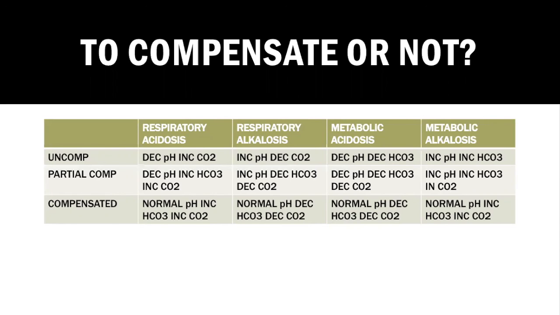Now with compensation, full compensation, just remember this one key fact. The pH is normal in full compensation. Okay, so normal pH across the board. Respiratory acidosis, increase in bicarb, increase in CO2. Respiratory alkalosis, we're going to have a decrease in bicarb and a decrease in CO2. Metabolic acidosis, we're going to have a decrease in bicarb and a decrease in CO2. In metabolic alkalosis, we're going to have an increase in bicarb and an increase in CO2.